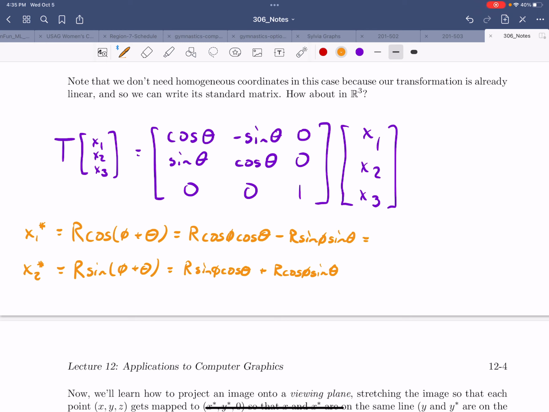And now what is this? Well, remember that our cosine of phi is x1, our sine of phi is x2, so this is the same as x1 cosine of theta minus x2 sine of theta. And this right here, our sine of phi, remember that that's x2, cosine of theta plus, remember our cosine of phi is x1, so that's going to be x1 sine of theta.